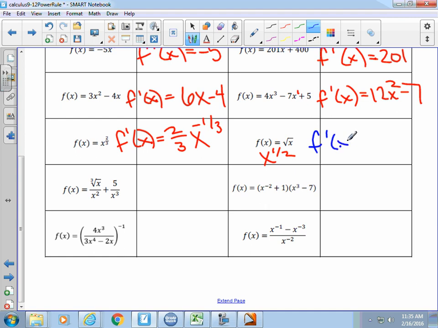F prime of x is 1/2 x to the negative 1/2. How are you getting the x? So this power was 1/2. I'm going to subtract 1 from that. What is 1/2 minus 1?